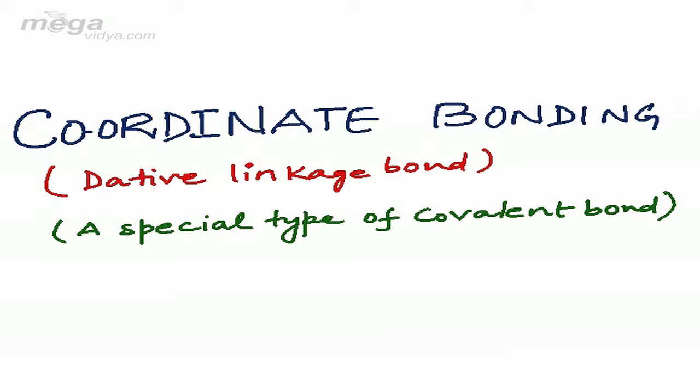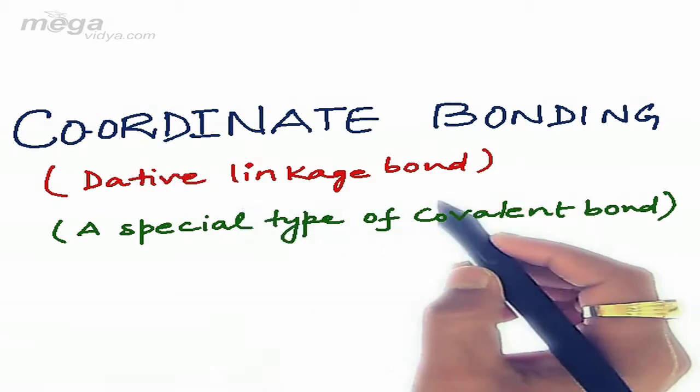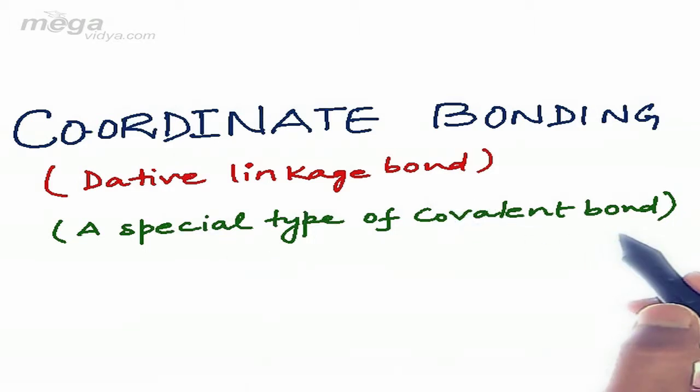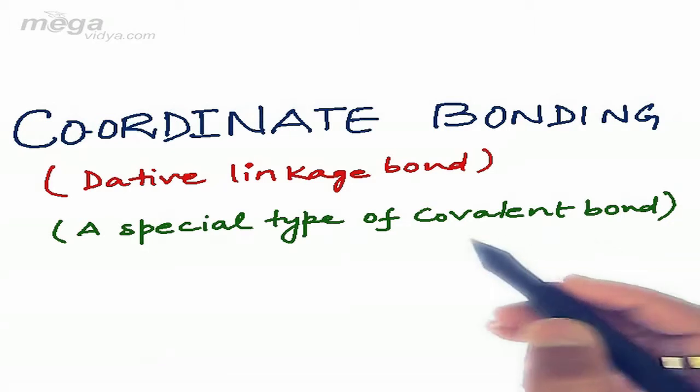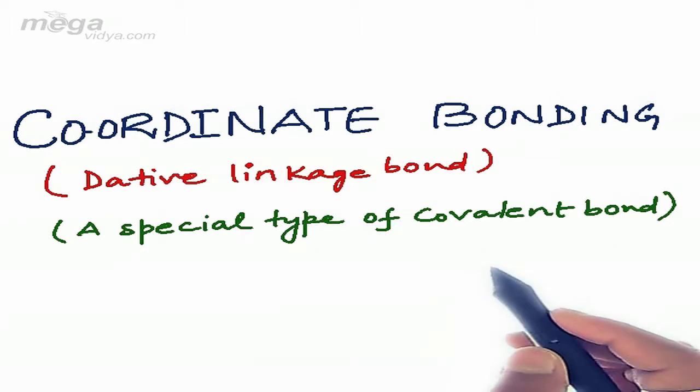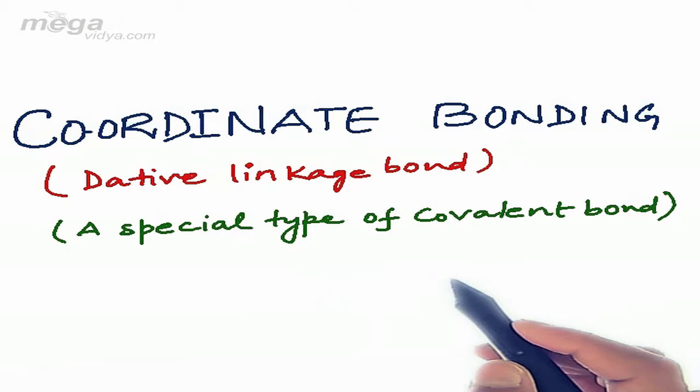Now in this section we shall be dealing with coordinate bonding. The other name for this type of bonding is dative linkage bond, or it's a special type of covalent bond. We shall be dealing in this section with why we call such a bond a covalent bond, or why we call it a dative linkage bond. So let's start firstly with what coordinate bonding means and how it takes place.